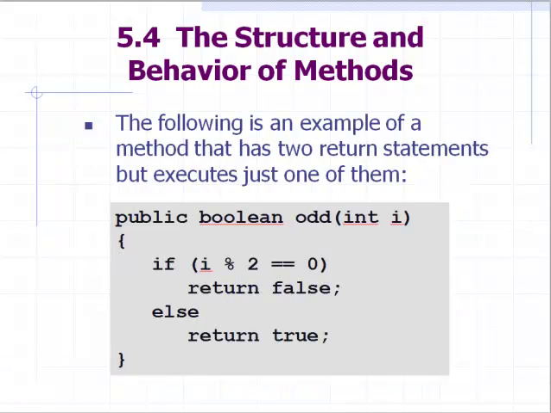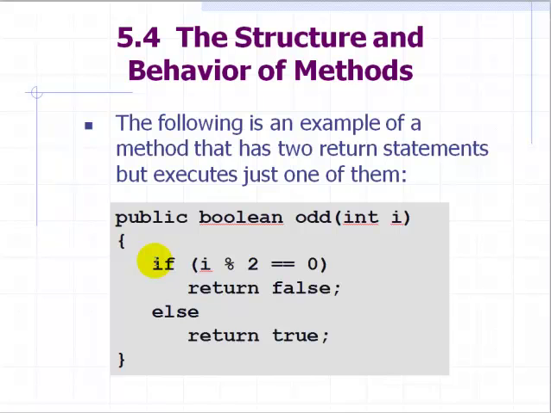Here's an example of a method that has two return statements, right? I want to return false or true. So let's look at this. Here is the access modifier. Here's the return type. We know that it returns a Boolean. We know that it's called odd. So it's not very descriptive, but it has something to do with odd and even. And it accepts one integer parameter, which is called i, inside the method.